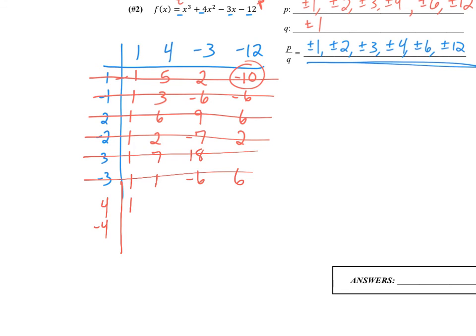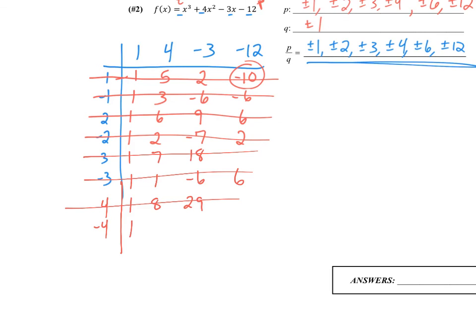Bring down the 1. 4 times 1 is 4. 4 plus 4 is 8. 4 times 8 is 32. 32 plus negative 3 is 29. Okay, and we know that that's not going to give us a 0.